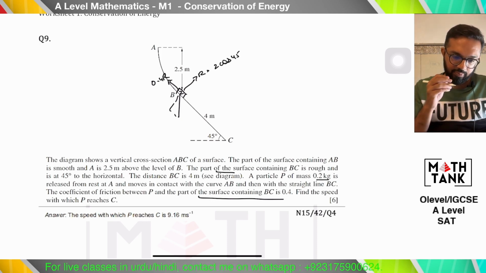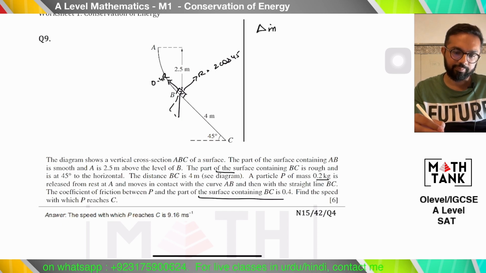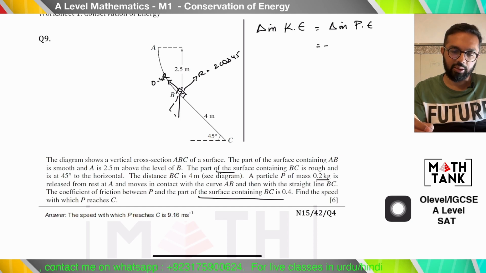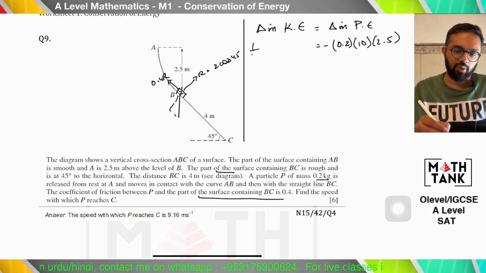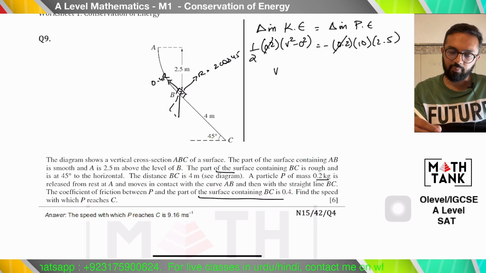Okay, find the speed with which B reaches A. So for the first part of the motion, change in K should be equal to the change in P. If I want to equate the two, I'll have to change the sign. So minus mgh. What am I trying to do here? I'm trying to find the ending speed for the first part of the motion, half mv squared minus 0 squared. So v squared equals 50, v equals root of 50.